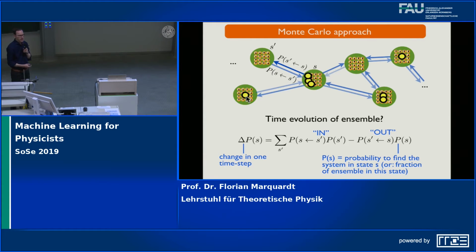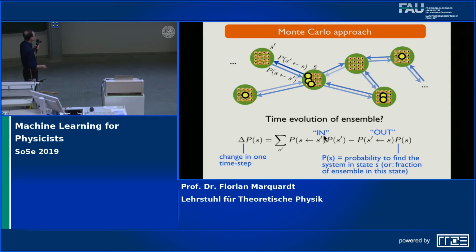And in order to find out the total change of the number of particles in this state, I just have to balance these two fluxes, so the influx and the outflux. And so this is what is done here. So for example, look at this term. It describes the total influx.